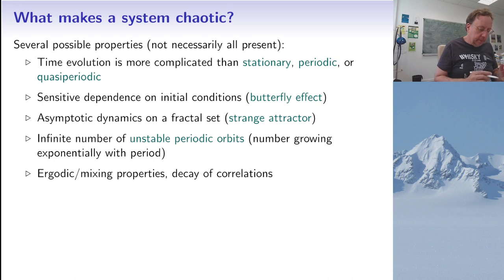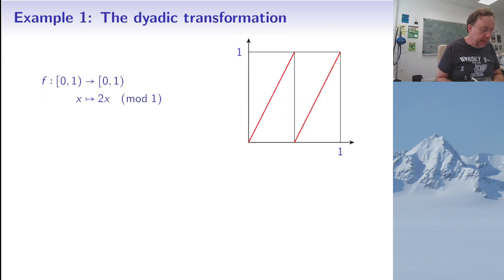So today I want to talk about a number of quite simple examples. They are among the simplest examples of chaotic systems. And the first of these examples is called the dyadic transformation. So what I do here is that I have a map from the interval [0, 1] to itself, which is given by x maps to 2x modulo 1.